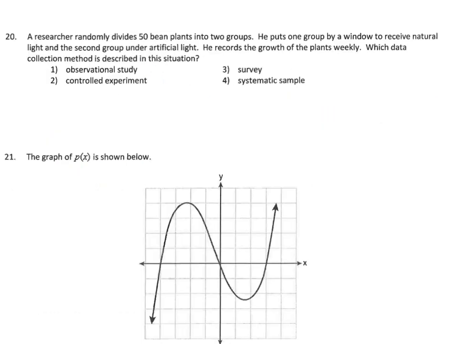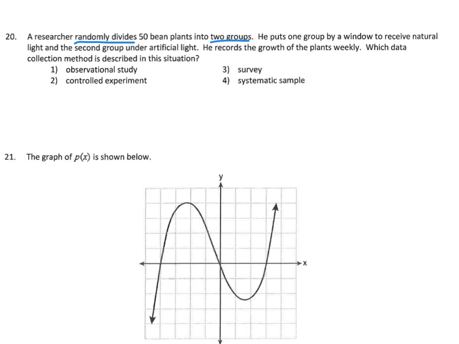Okay, number 20, a researcher, I'm just going to underline some words here, randomly divides 50 bean plants into 2 groups. He puts one group by a window to receive natural light and the second group under artificial light. So it looks like one of the groups is the control group and the other group is the experimental group. They're assigning different roles to each group. He records the growth of the plants weekly. Which collection method is described in the situation?